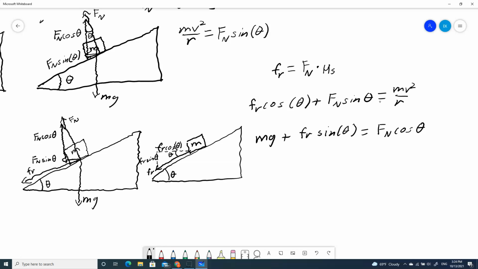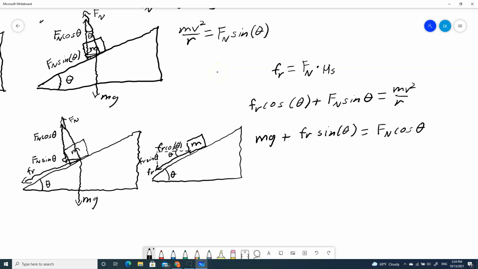Then my recommendation would be to solve for a certain part of the equation. For example, you can solve for F_n in the equation and just plug it into the other equation. There are many ways to solve this, and if you have the angle right here, theta, it becomes much easier.